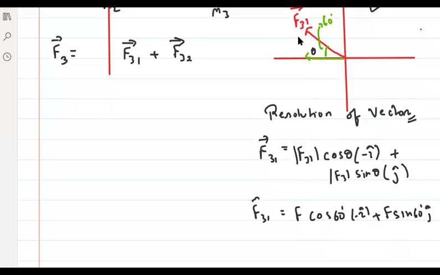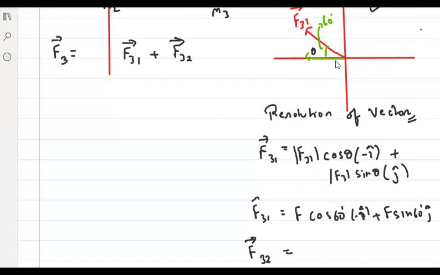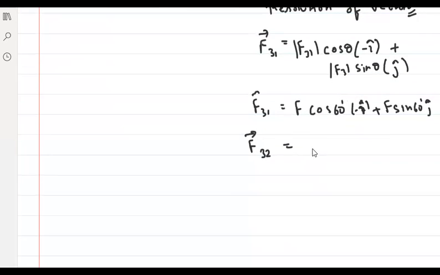Now, since it is in the second quadrant, the x component is negative, so minus i. This is i. Now, what is F32? Think about it. F32 is just on the x-axis. This is just F into minus i cap. F32 into minus i cap. Agree? Anyone have any issue in this?